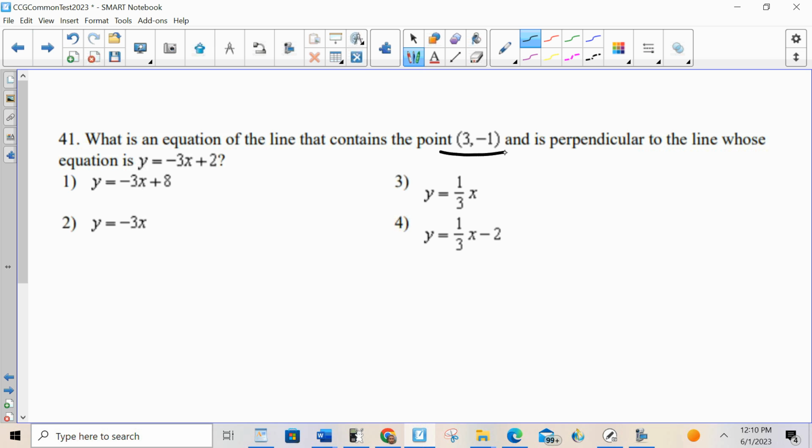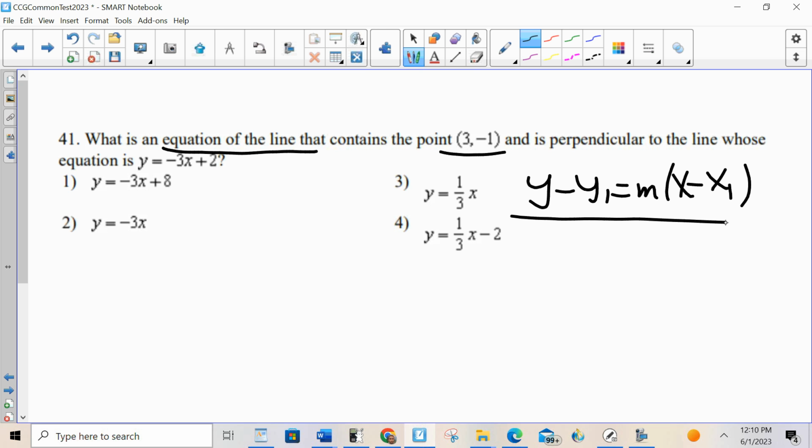We have our slope-intercept form, y equals mx plus b, and we have our point-slope form. Your go-to in this course should be your point-slope form, which is y minus y1 equals m, x minus x1. That should be your go-to for writing the equation of a line. If it asks for the equation of a line, y minus y1 equals m, x minus x1.